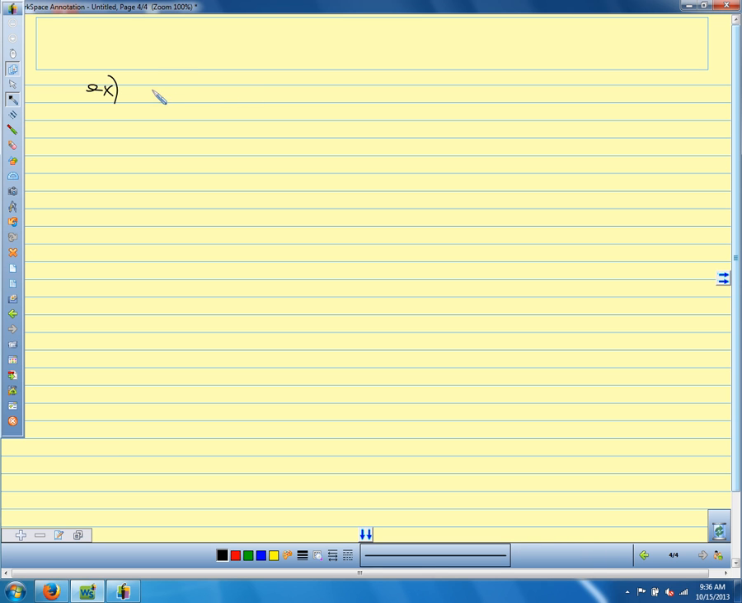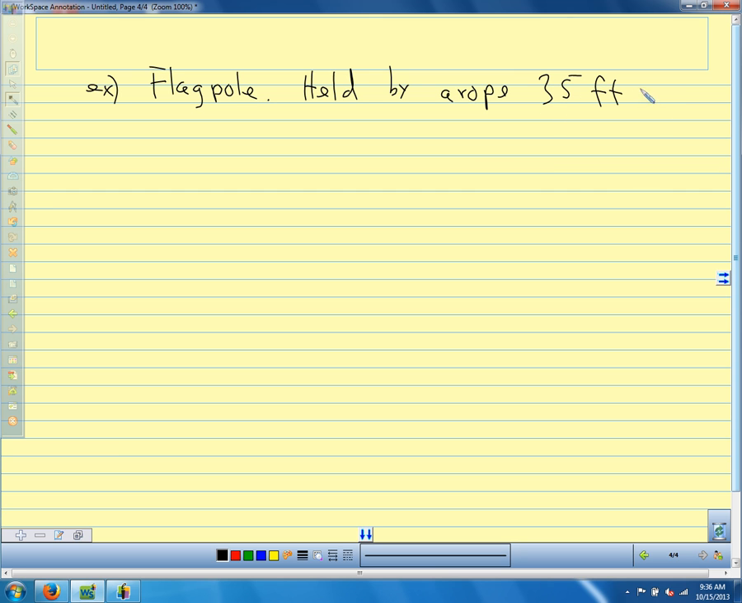Let's say we have a flagpole, and it's held up by a rope that is 35 feet long. It's attached 25 feet from the base. And we want to know what angle the rope makes with the ground.